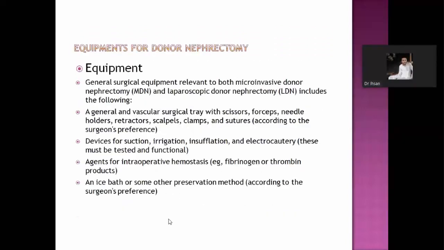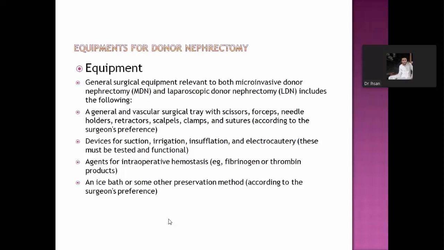Equipment for donor nephrectomy. General surgical equipment relevant to both micro-invasive donor nephrectomy and laparoscopic donor nephrectomy can include the following: a general and vascular surgical tray with scissors, forceps, needle holders, retractors, scalpels, clamps, and sutures according to the surgeon's preference. Devices for suction, irrigation, insufflation, and electrocautery. These must be tested and functional.